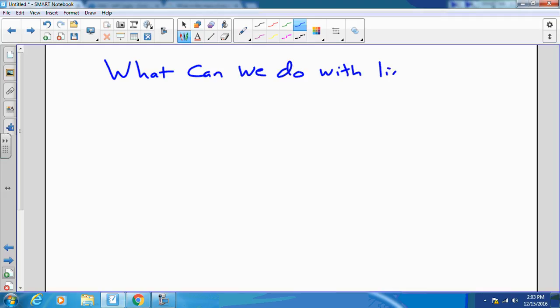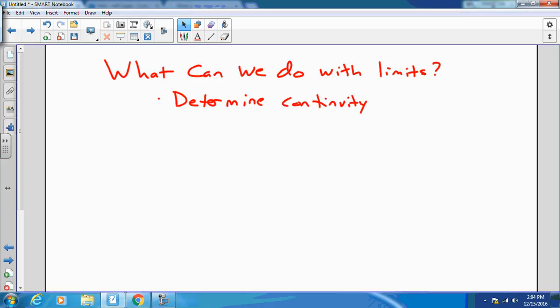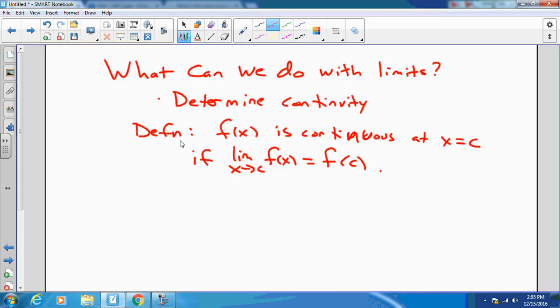Well, what can we do with limits? There are essentially 3 different things that are kind of related to each other that we can do with limits. The first is we can determine continuity. And we have a definition for continuity: f of x is continuous at x equals c if the limit equals the function value.